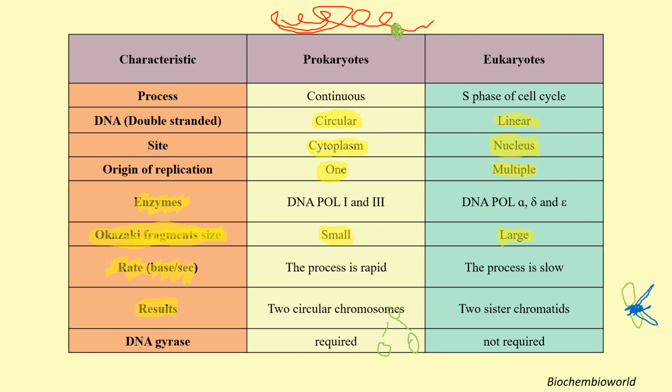DNA gyrases are usually required in prokaryotes only. They are usually not required in eukaryotes. That was all about the differences of DNA replication in prokaryotes and eukaryotes.